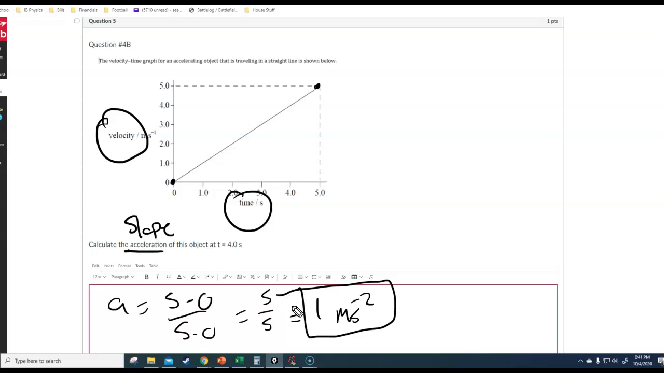Now it says to find the acceleration at 4 seconds. But if you look at the graph, it's showing constant acceleration because it's linear and it's a velocity time graph. And so it would be 1 meter per second squared at any time. Okay, pause there if you need to look at 4b some more.